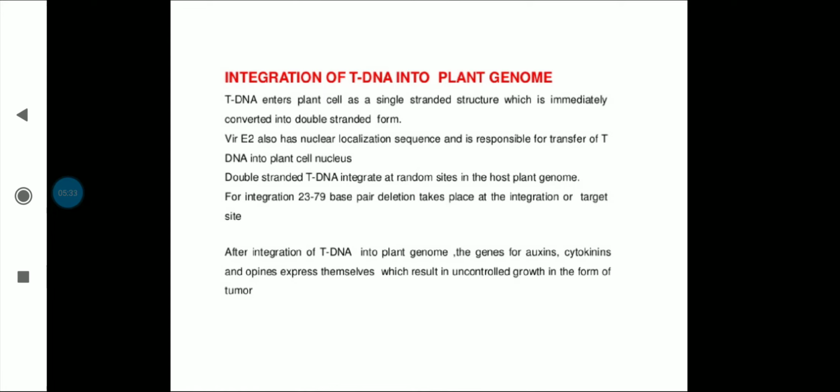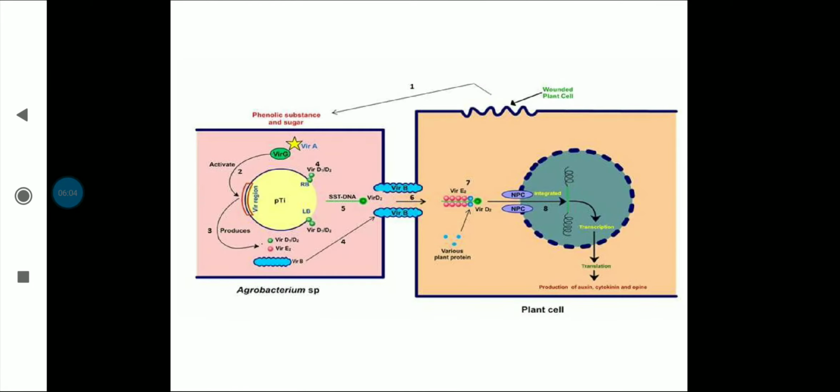So next step is integration. In the plant, single-stranded DNA is immediately converted into double-stranded DNA and integrates at random sites of the plant genome. After integration, genes of auxins, cytokinins and opines express themselves, which results in uncontrollable growth in the form of tumor. There is a diagrammatic representation of the whole process of infection, you can observe.